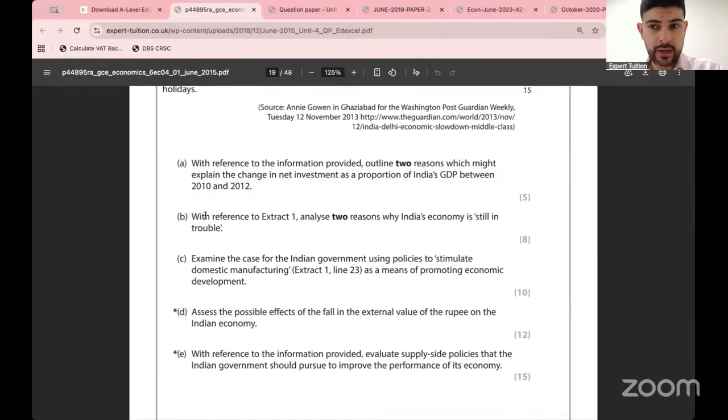FYI, by the way, they have asked that in another past paper. That's a different question. You'd invest into education and training. Maybe you can subsidize your firms. Maybe you reduce corporation tax to attract FDI. I don't know, whatever, right? But that's a different question. Here it's saying, should they develop the manufacturing sector?